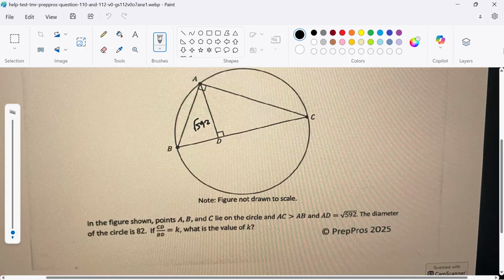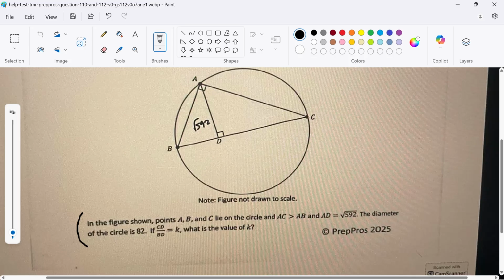Not drawn to scale means I see that this, for example, is longer than that. CD is longer than BD. But just because it looks like that in the figure doesn't mean it's true. So I can only use what is told, what is said in the text below.